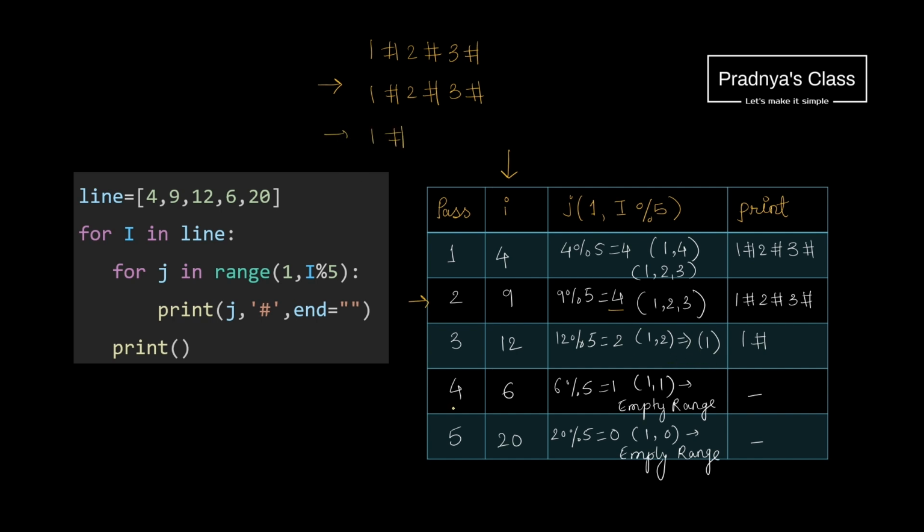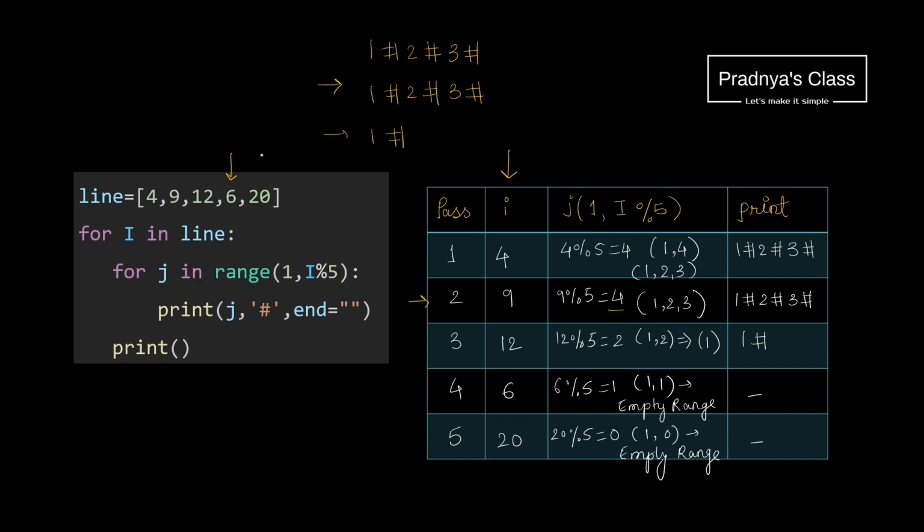Alright, in the next pass the value of i will be 6. 6 is the next element. 6 % 5 is nothing but 1. range(1, 1) cannot be executed. It means it's an empty range. In that case nothing will get printed.